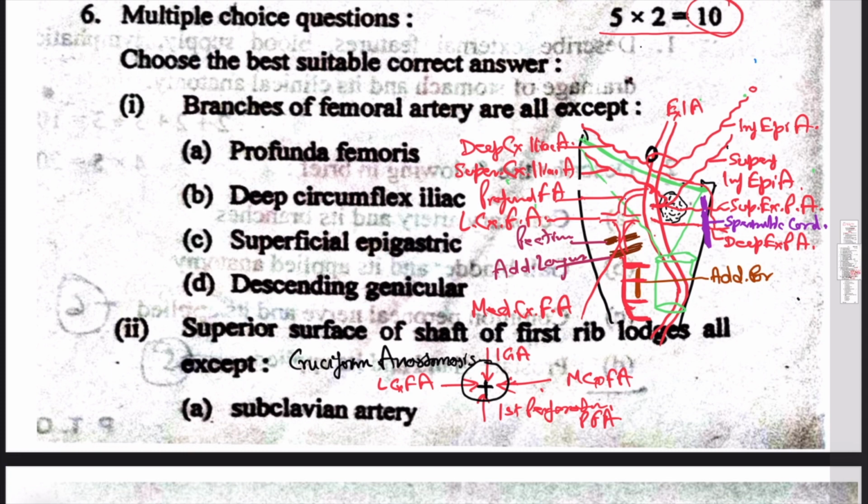Any special point if you know about the second perforator of profunda femoral artery? Any guesses? Anybody? Yes, first perforator, I have already told you about this first perforator. Now, what do you know about the second perforator? Remember that the second perforator of profunda femoral artery gives a nutritional branch to femur.